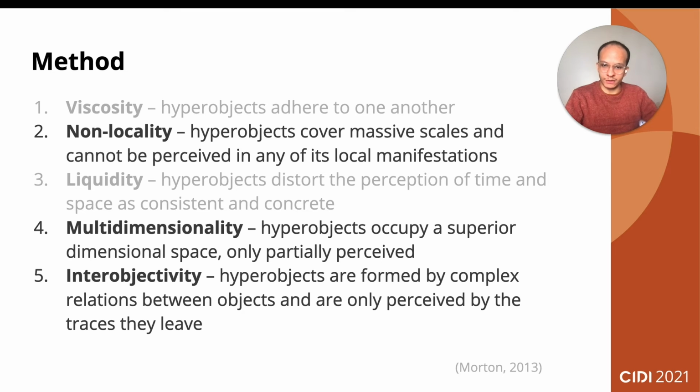Interobjectivity refers to the capacity of hyperobjects to be formed by and also form complex relations between objects, and can only be perceived by the traces they leave of such relations. So hyperobjects exist as a complex mesh of different objects and ideas and phenomena, which can only be perceived as a whole in their relations with one another. These 3 ideas are going to be analyzed further in these visualizations, and we're going to present a possible framework for analyzing visualizations and searching for them.